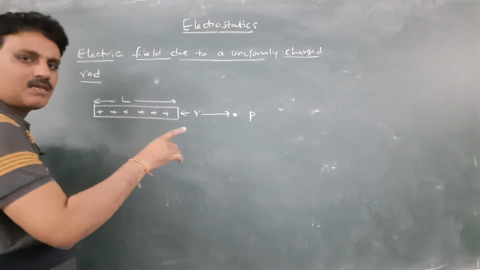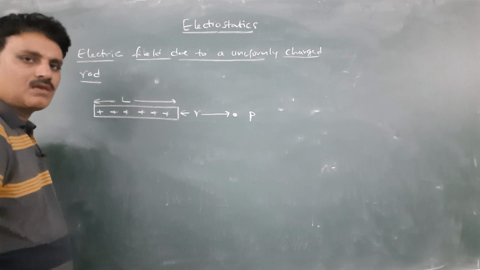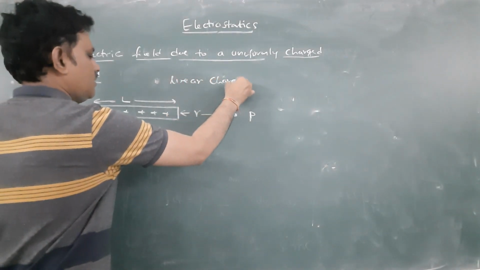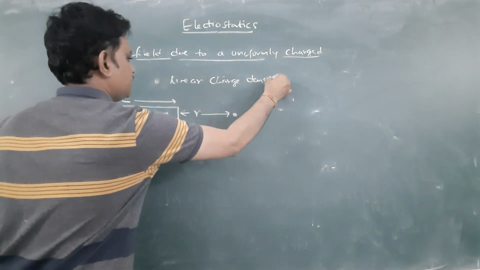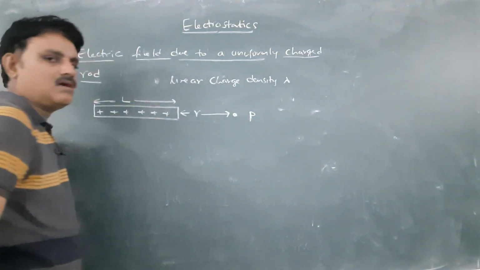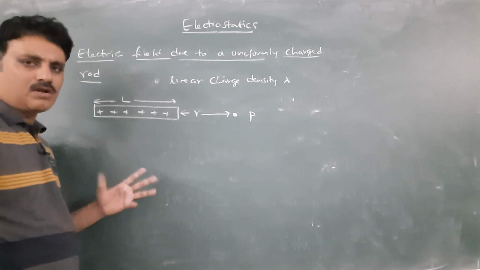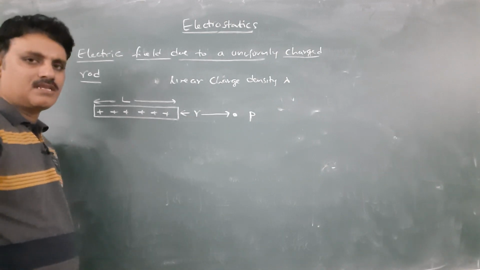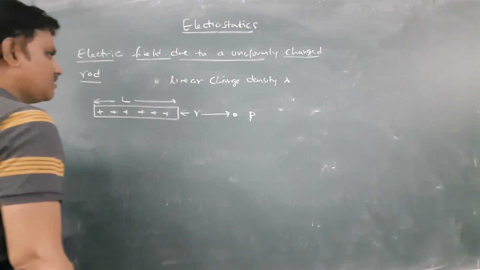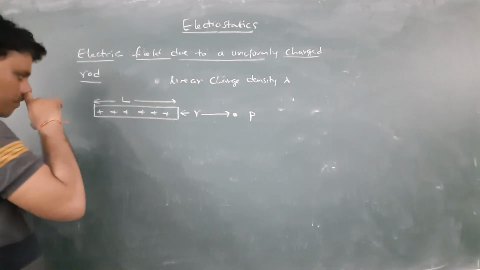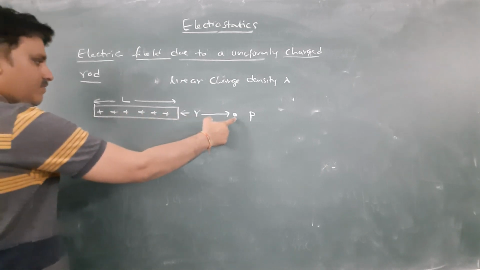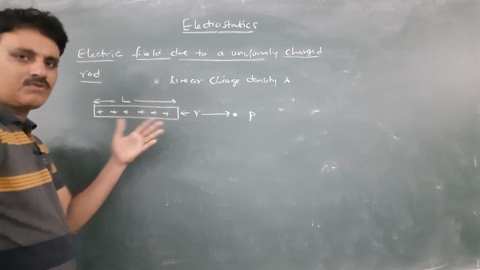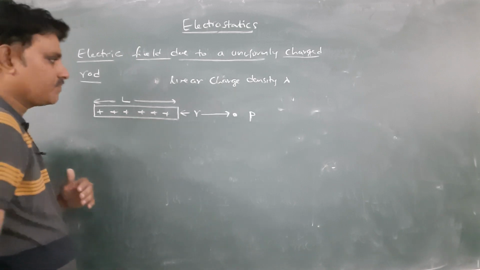So our aim is to calculate the electric field at a point P, and the given linear charge density is lambda. Linear charge density means charge per unit length. Total charge by total length is nothing but linear charge density, which is represented with the letter lambda, and our aim is to calculate the electric field here. Initially we calculate the electric field along the axial line, later we discuss the other cases.